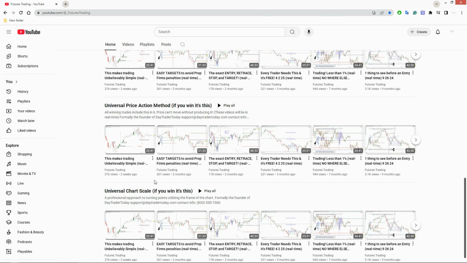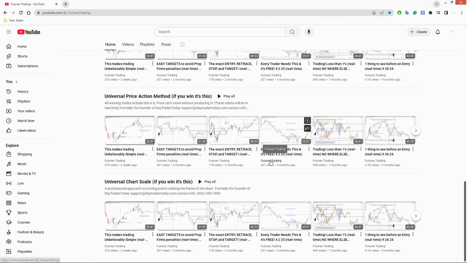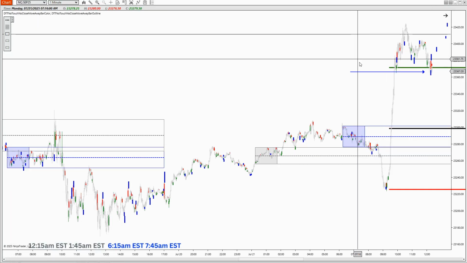And I'm going to show you what it looks like, that universal chart scale. So I teach you how to use your hard right edge to know where price can become cyclical without having to look left. All right. That's important. So let me give you this free information. I'm going to read the chart to you for a little bit.